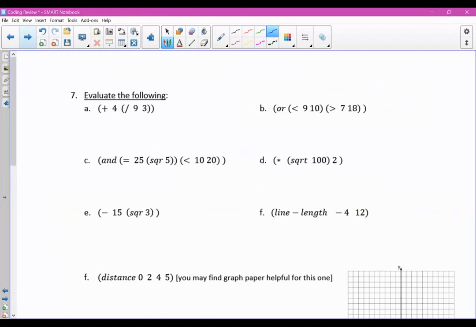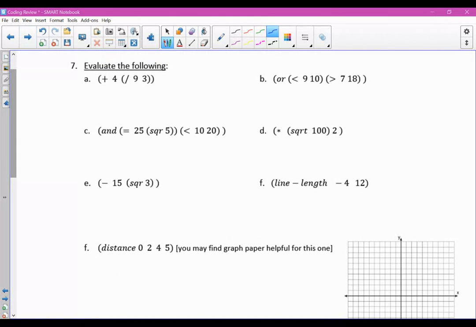So in number 7, we have 7 different codes here that we're going to evaluate. Obviously, when you're taking your test, you will not have access to WeScheme, so we need to understand what these functions are asking us and how to evaluate them. Okay, so with letter A, this says plus 4, divide 9, 3. Now we want to work from the inside out here. So the first thing we need to do is evaluate this piece. So this is saying 9 divided by 3. And 9 divided by 3 is equal to 3. So this is really plus 4, 3. So this is asking us to add 4 and 3. So my answer here is 7.